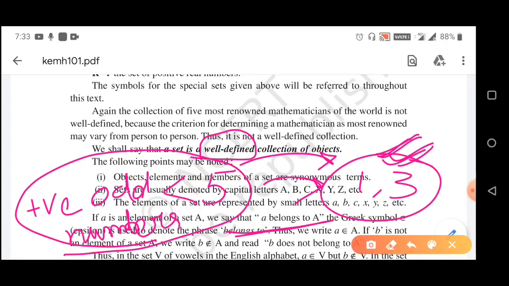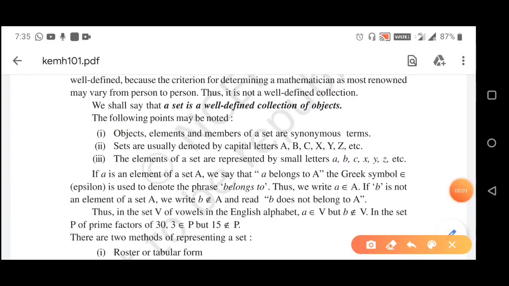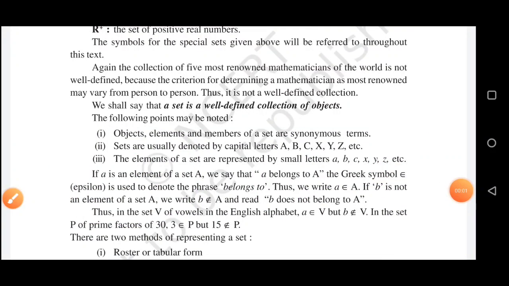Whenever our question is well defined, then the collection is called a set. If I say the collection of beautiful actresses in Bollywood, then it is possible that for me the answer will be actress A and B. Actress A and B are beautiful. Suppose for you the answer may be C and D. Actress C and actress D are beautiful. So the answer is not the same for every person.